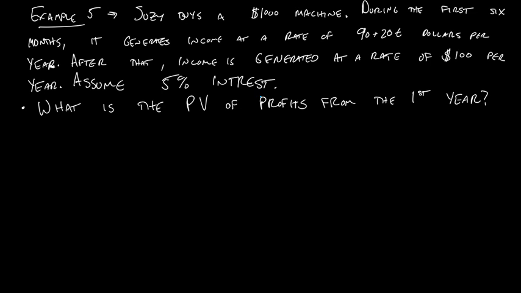This is your interest. The first question is, look at the first year of profits from this machine. What is the present value of those profits? We see that the machine changes at 6 months, right? So the total present value, PV total, is going to be equal to the present value from the first 6 months plus the present value from the last 6 months. The first half of the year, the second half of the year.